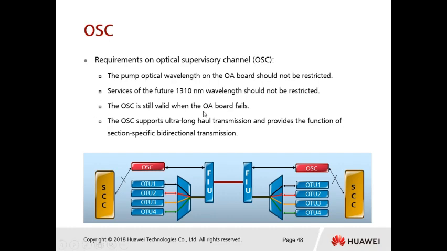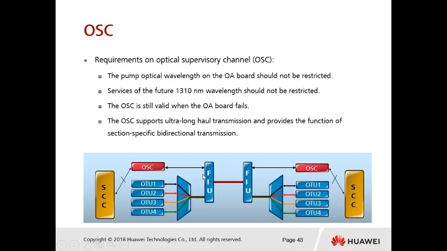Okay. And the third one, the OSC is still working when the OA board fails. So we must keep the supervisory channel working when the optical amplifier board is broken. So how do we realize it? The solution we use is that the OSC channel never passes through the OA board. When we arrive at the OA board, we will demultiplex the OSC channel from the main path. Then the service will go to the amplifier.